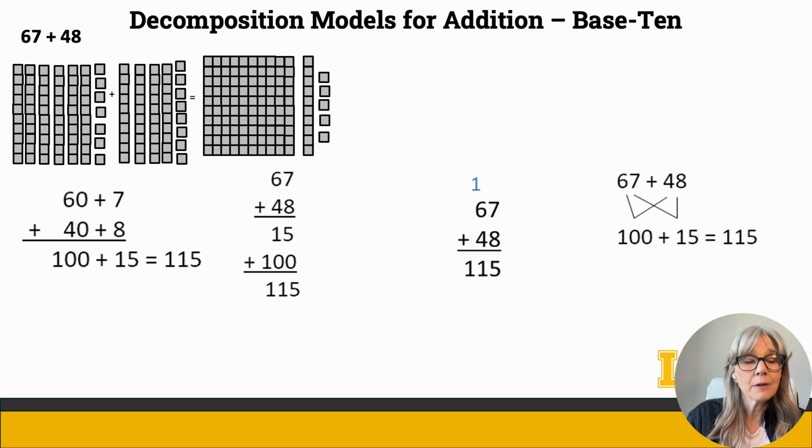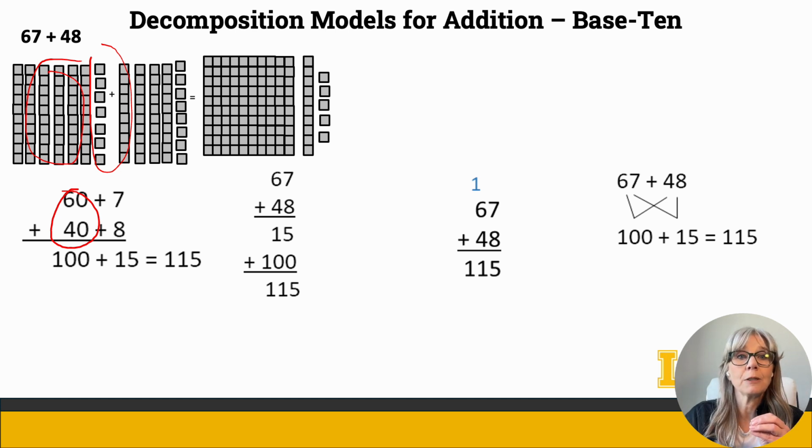So let me get my pen here. Right here, we break them both into tens and ones. We can also see that in the base 10 model. Here's our tens, and then here's our ones. When we put them together, we put our tens together, and then our ones together. What's cool about this is students can see I can actually do either first. I don't always have to start in the ones place and work over. I can add my tens together and add my ones together and then put them all together.